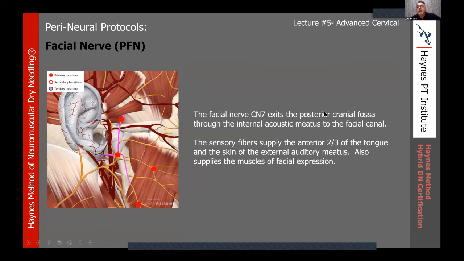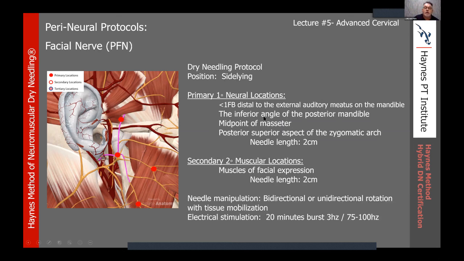So the facial nerve exits the posterior cranial fossa through the internal acoustic meatus to the facial canal, which is going to be right in here. Sensory fibers supply the anterior 2/3 of the tongue and the skin of the external auditory meatus. It also supplies the muscles of facial expression. So for the facial nerve, I'd target this when dealing with Bell's palsy or some sort of facial issue.